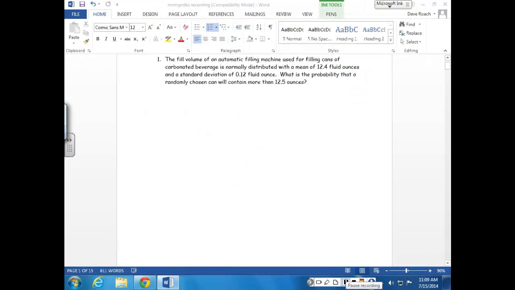Okay, so the first thing is just to kind of read through the problem. We have a normal distribution with a mean of 12.4. This is for the whole population. So mu is equal to 12.4, standard deviation of 0.12, and we want to know the likelihood that we'll get more than 12.5. So I'll draw a bell curve.